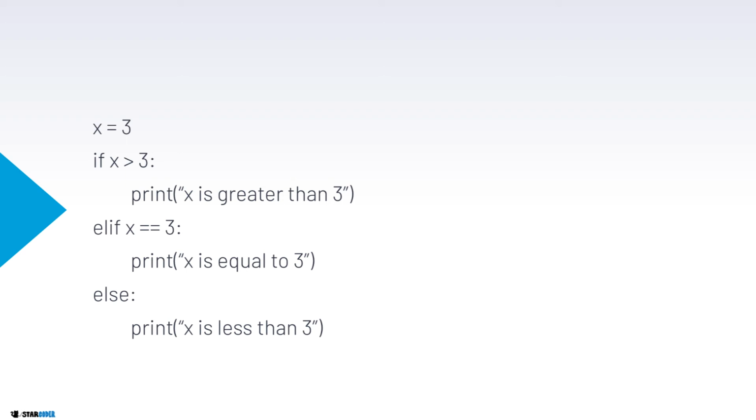Now let's change the value of x. What if x was 4? Well, let's go through the program again. If x is greater than 3. 4 is indeed greater than 3, so we would print x is greater than 3. Since the if condition was true, we wouldn't look at the elif or else, and the program would simply stop here.